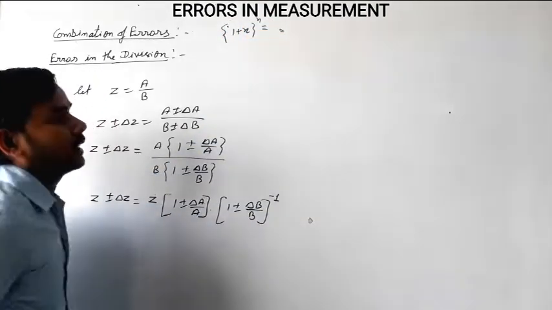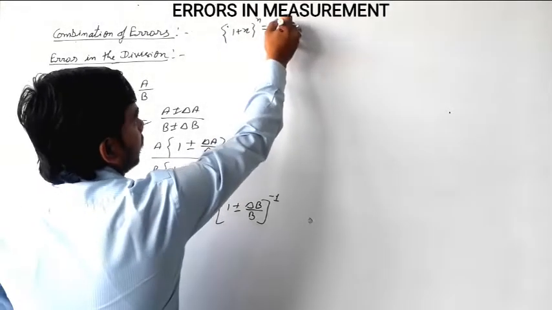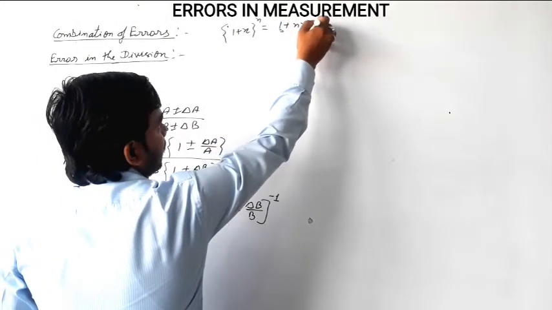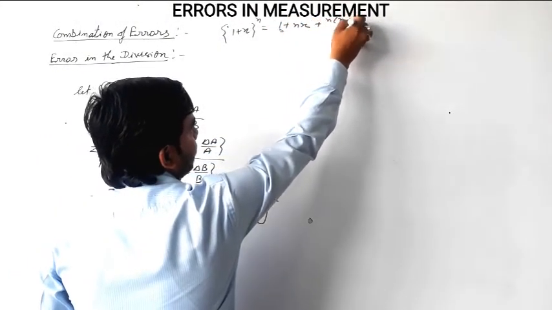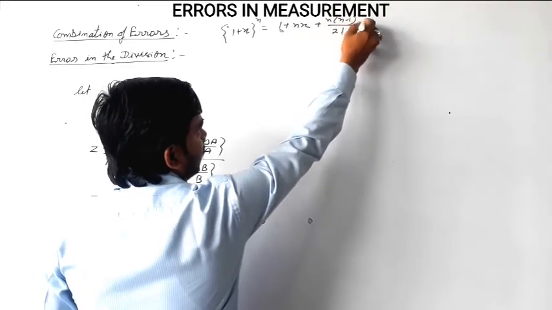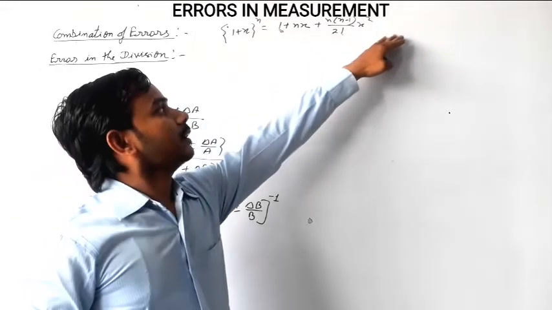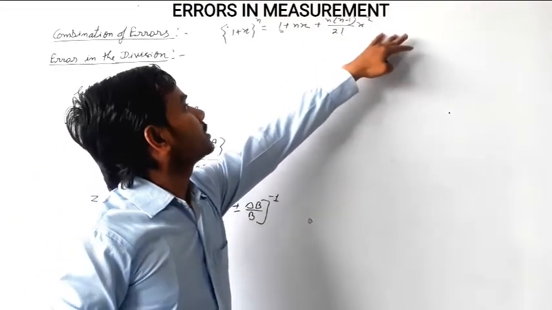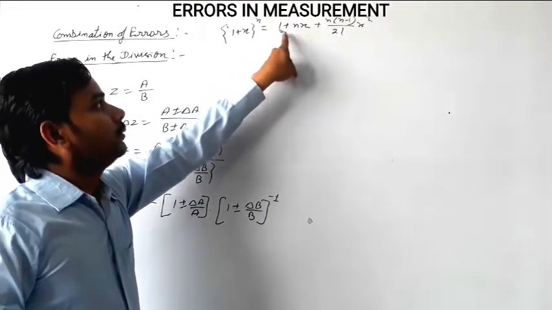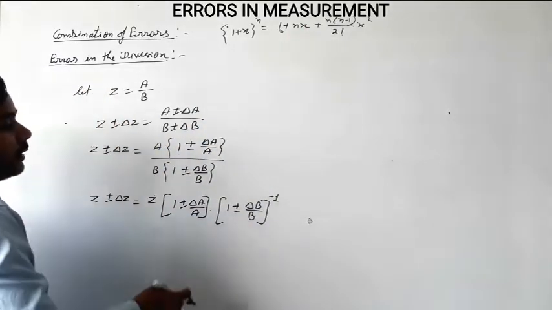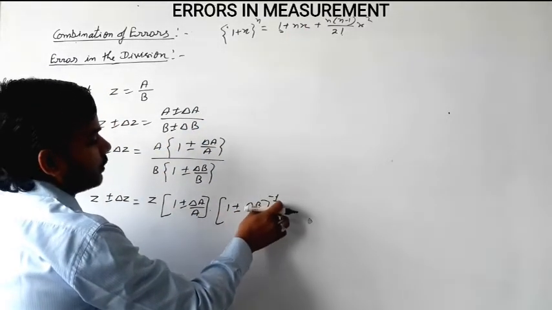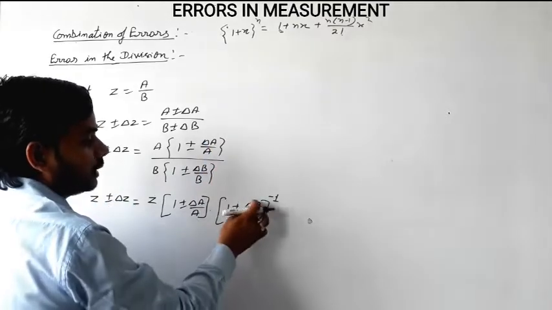The formula of (1 + x)^n is 1 + nx + n(n-1)/2! x² and so on, and we can neglect higher power terms of x, and we will use only 1 + nx. So the value of n is -1 and the value of x is Δb/b.